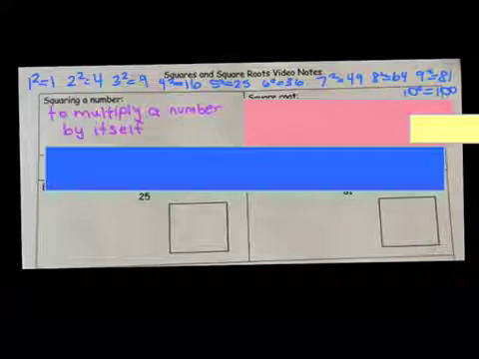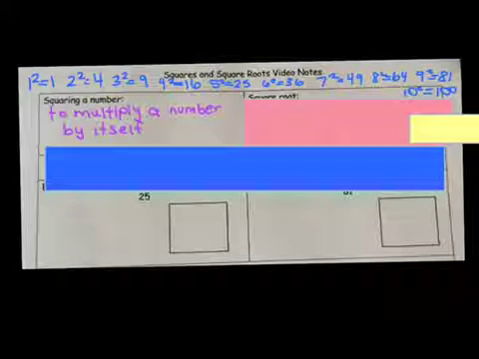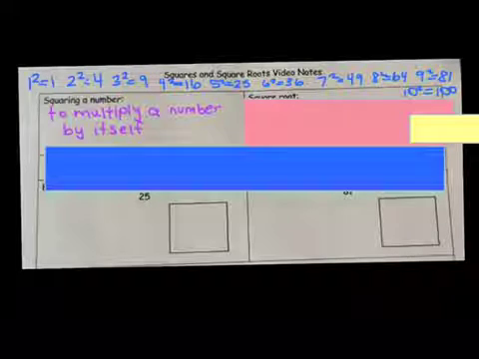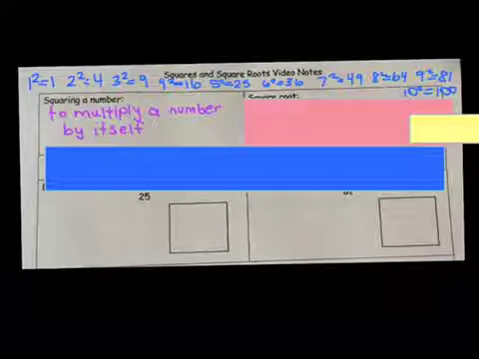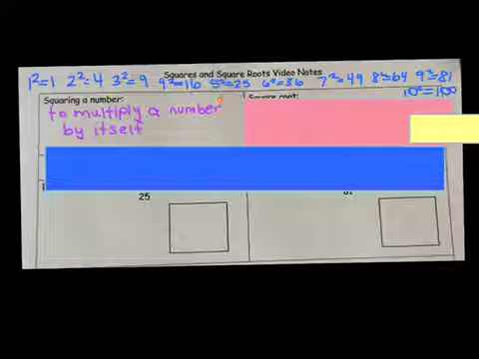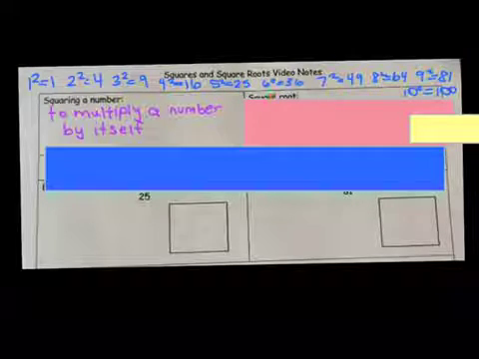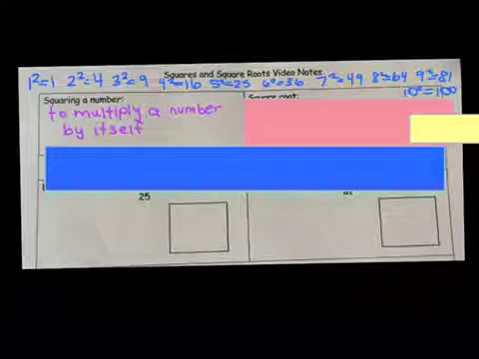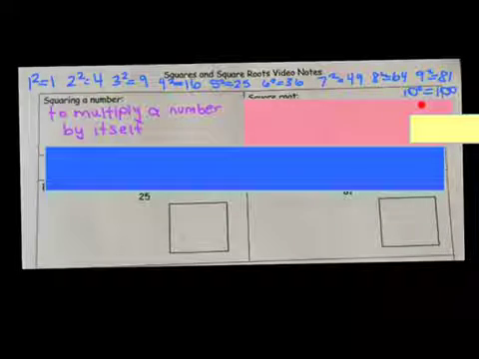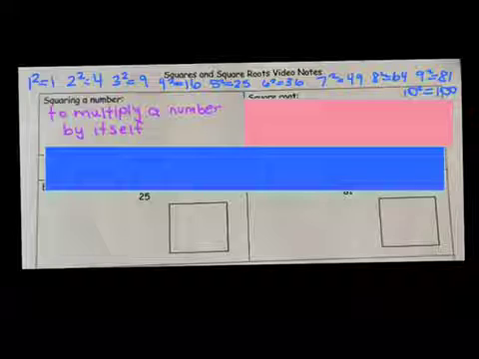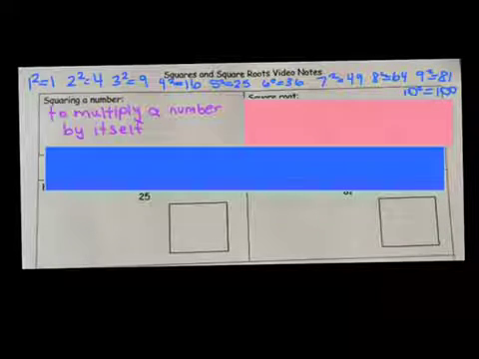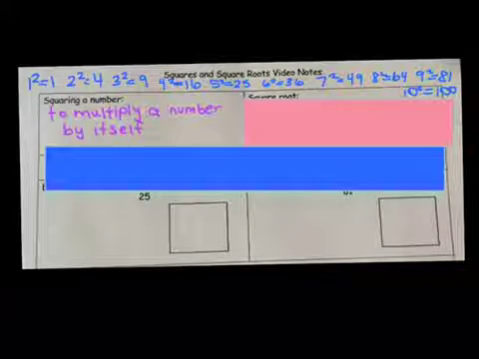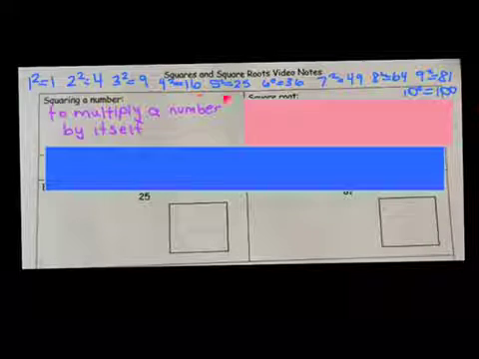2 times 2 equals 4, 2 squared equals 4. 3 times 3 equals 9, 4 times 4 equals 16, 5 times 5 equals 25, 6 times 6 equals 36, 7 times 7 equals 49, 8 times 8 equals 64, 9 times 9 equals 81, 10 times 10 equals 100. Make sure you have these at the top of your paper. You'll be required to know at least the first 10 perfect squares.